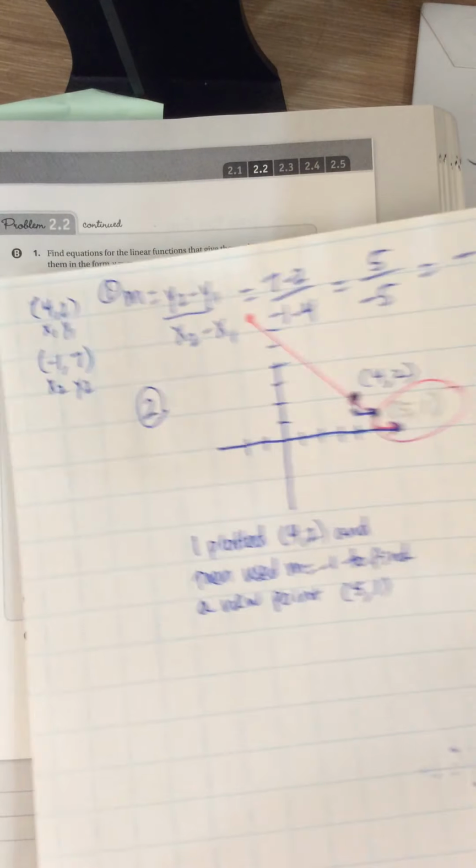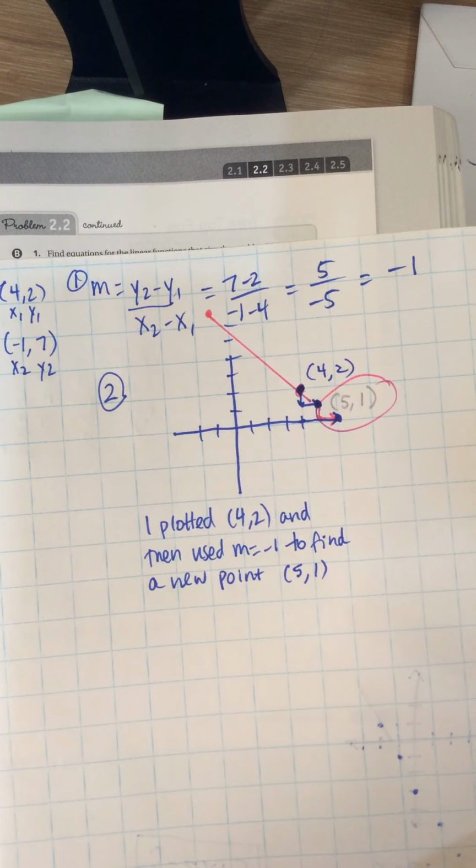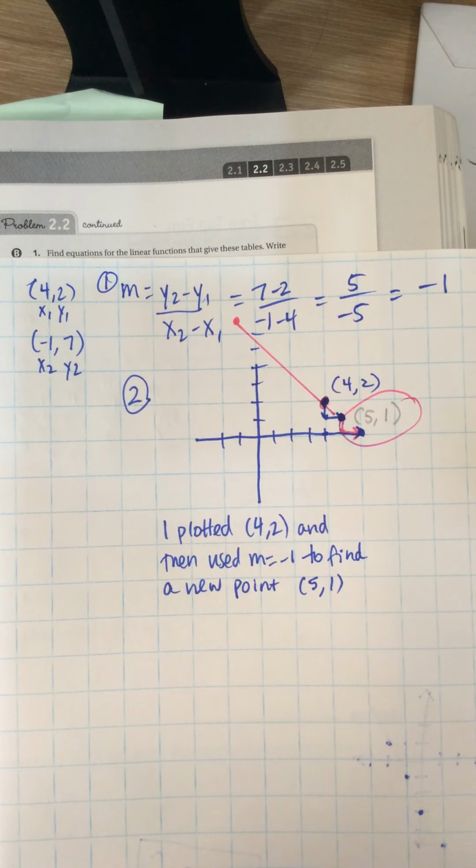All right, so that's our quick review of how to get things in slope-intercept form and use what we know to work backwards to find points, okay? So you get some practice with this today.